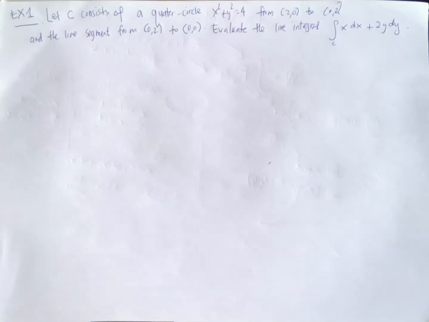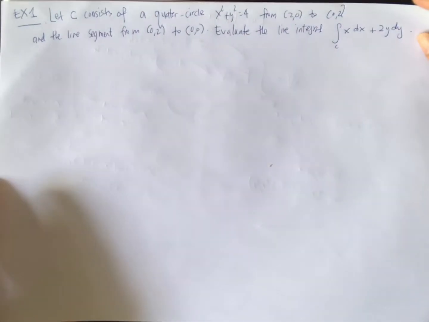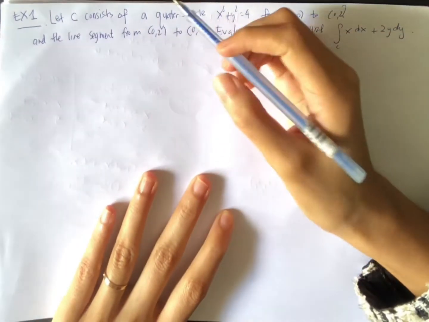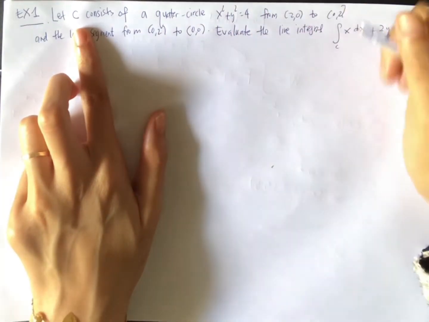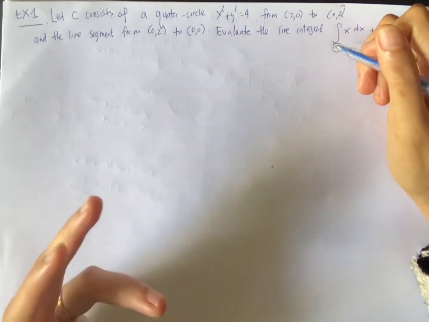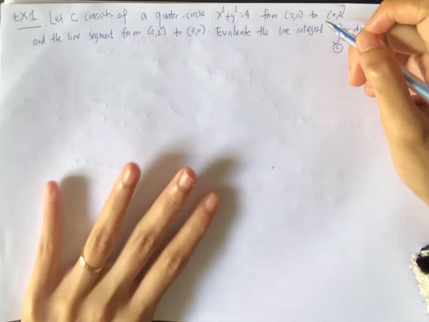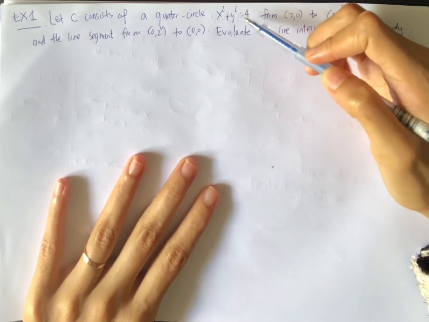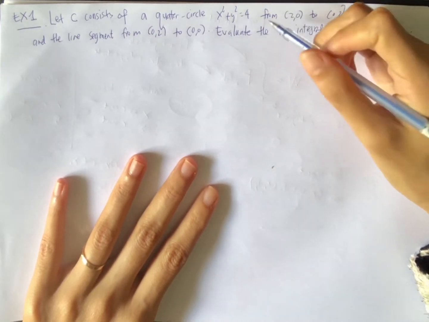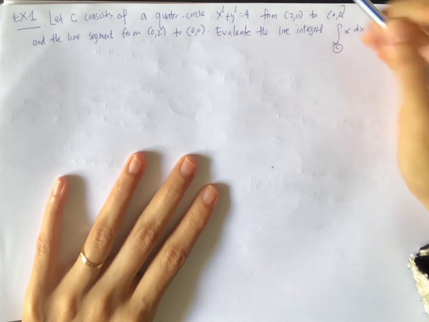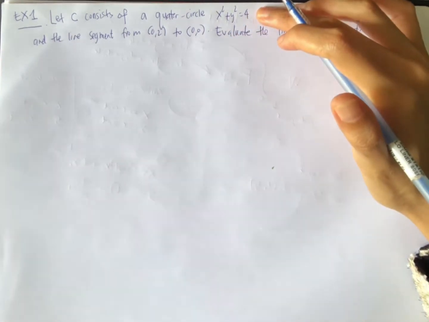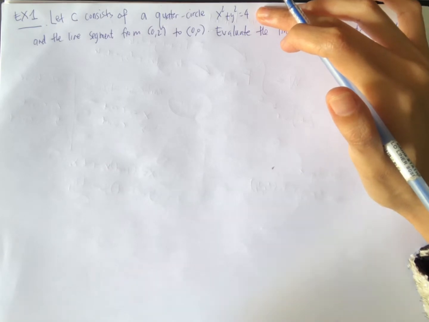Okay class, so we continue our lesson on line integrals with the example. Example 1 here, so I read it for you. Let C consist of a quarter circle, so actually C is the limit or the region, right? It consists of a quarter circle x squared plus y squared equals 4 from (2,0) to (0,2). This information gives you an idea of how the shape of the graph looks.